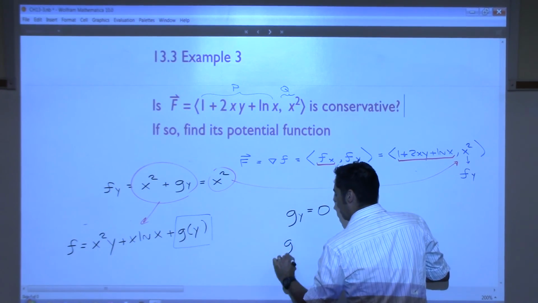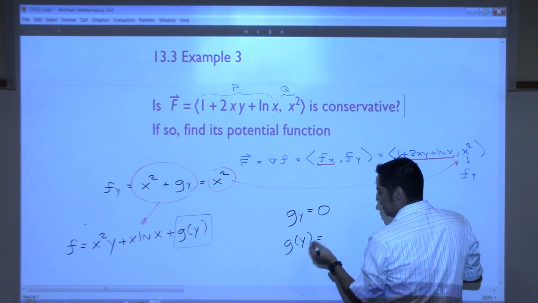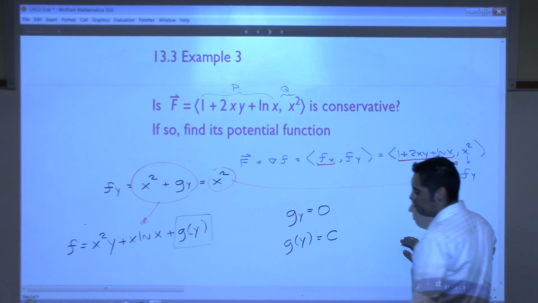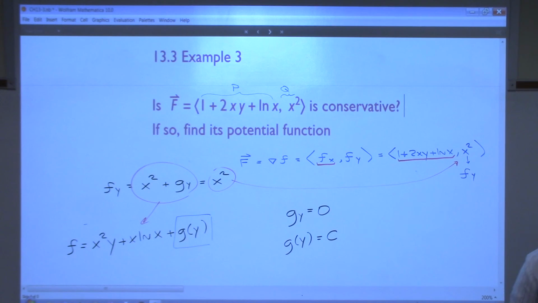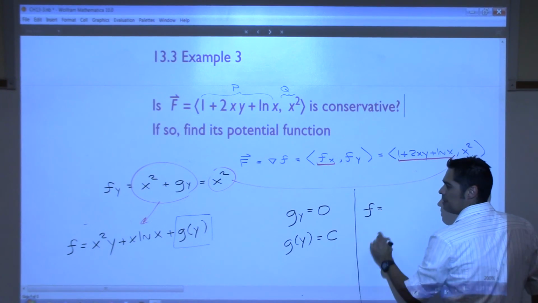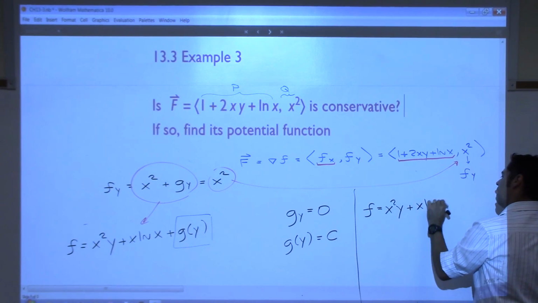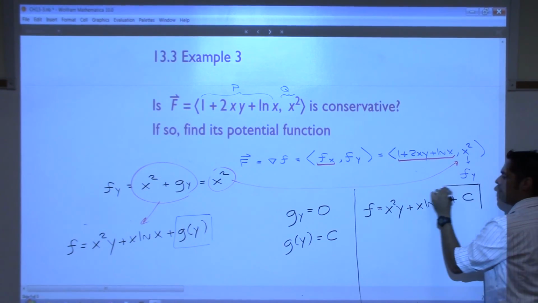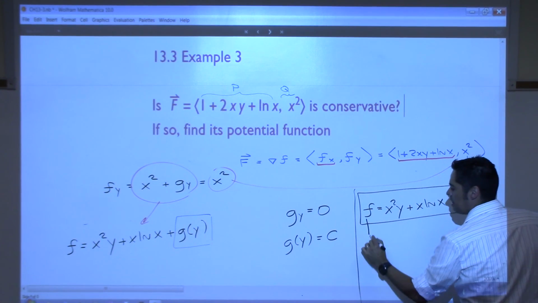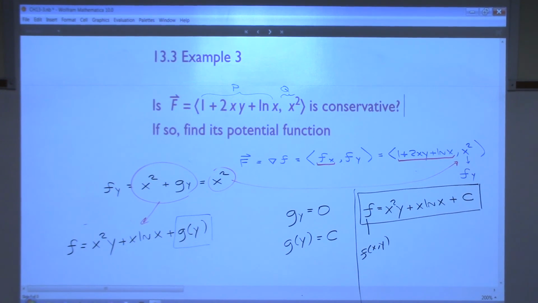So that means that g of y, not the derivative, this is g of y, is equal to some constant. You can use c, anything you want. I think the book uses k, but I'm going to use c. So c is a constant. And that's it. You're there. Tell me what little f is. Little f is x squared y plus x ln x plus c. Now, if you want to, instead of little f, you could write f of x, y if you didn't want to write little f like that. And the good news is that when you find a potential function, you can always check your answer, right? You just take the gradient.